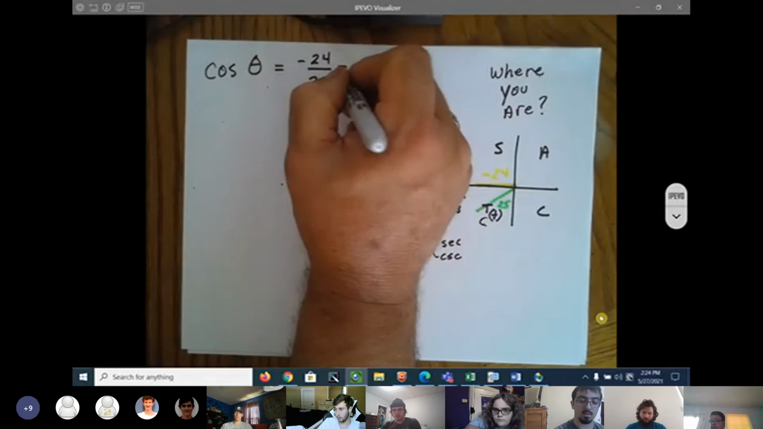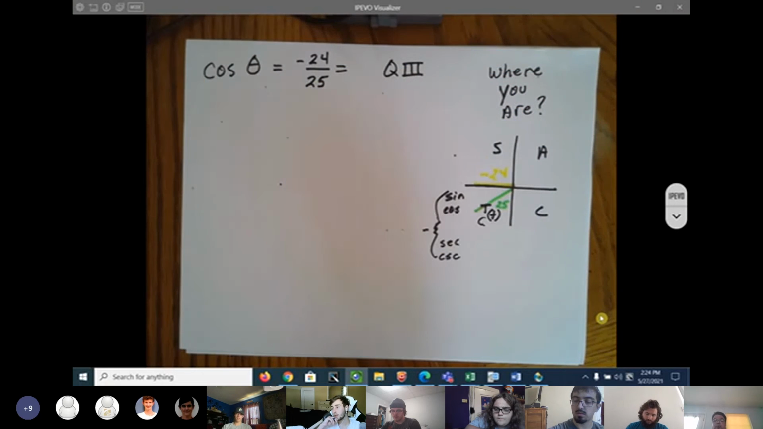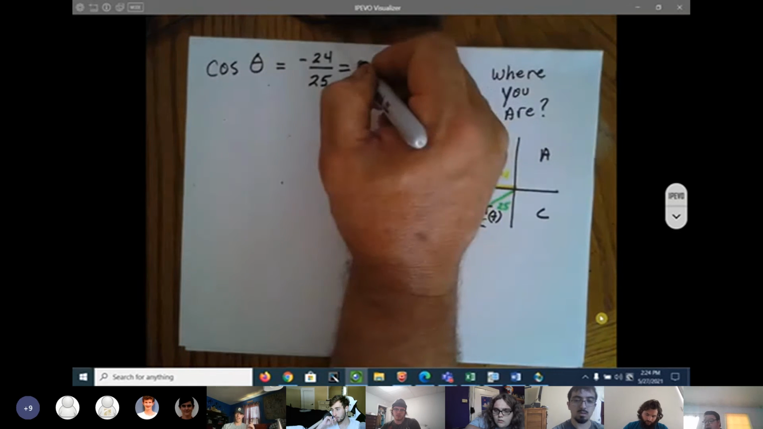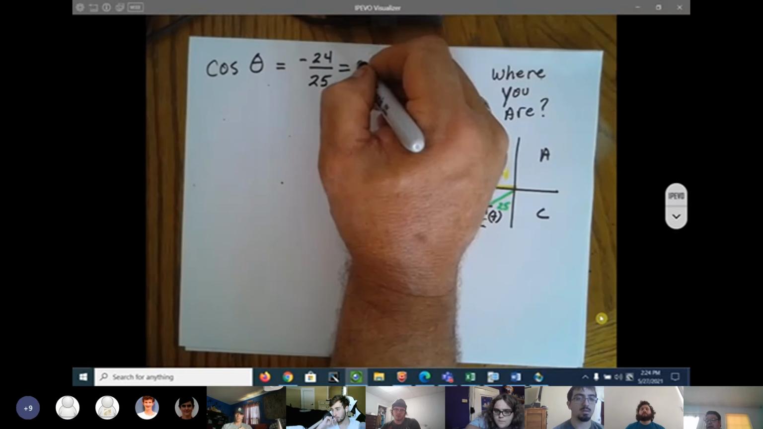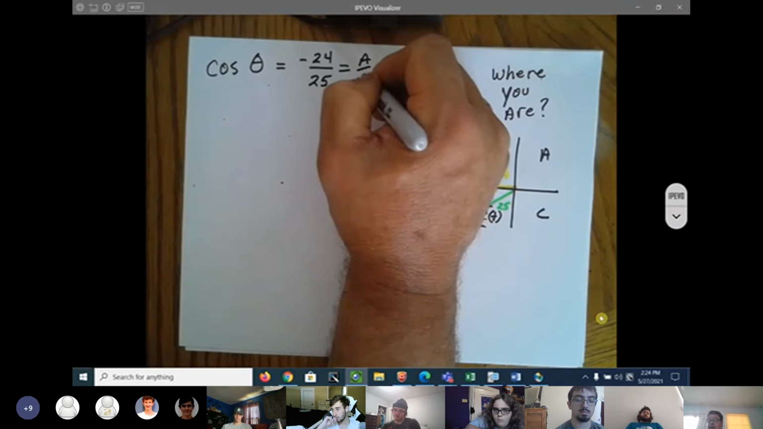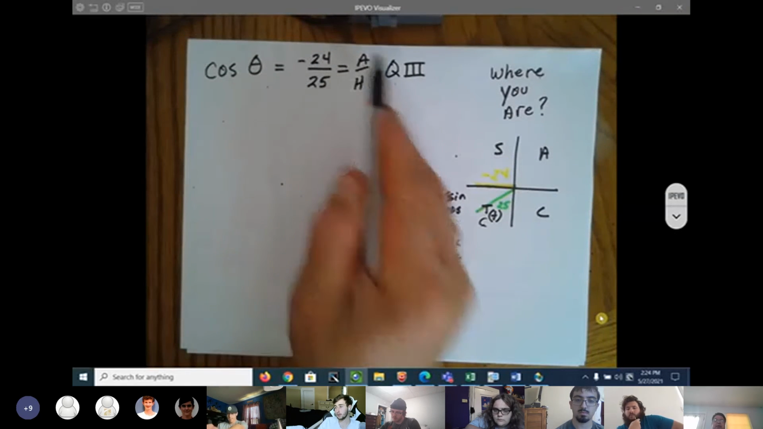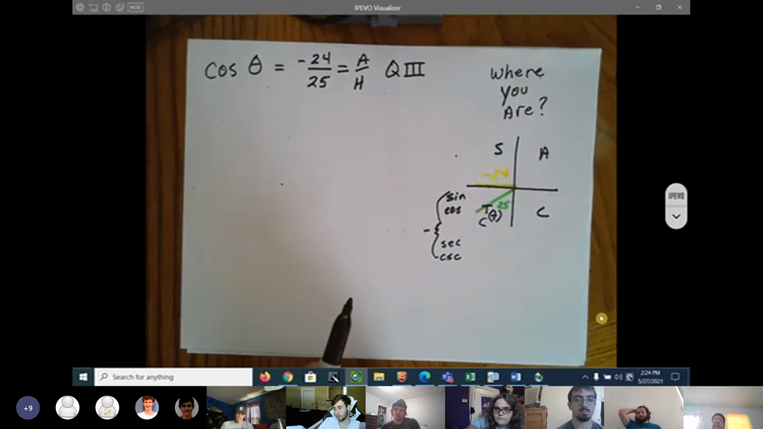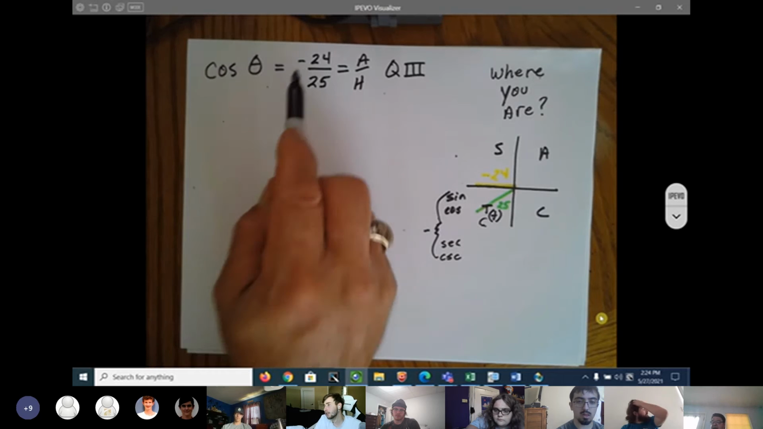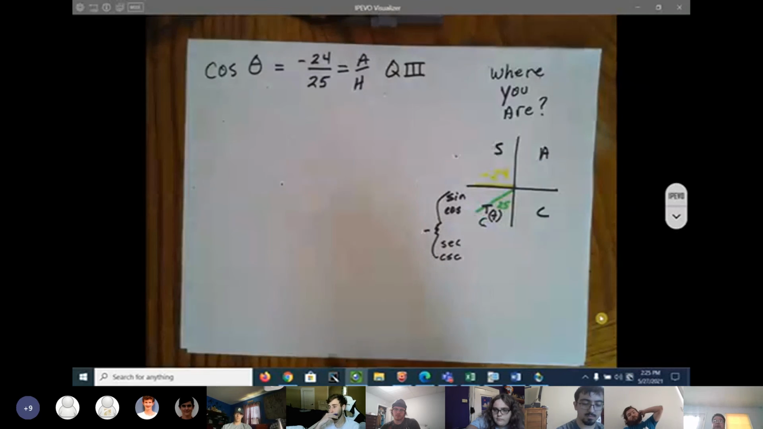Because it's in the third quadrant. But how do I know where to put what? The 24 is on the x-axis, and it's going into the negative, so it has to go there. The A is on the x-axis. The hypotenuse is never negative. The hypotenuse is like distance, so it's never negative. So if you've got a negative right here, it has to go with the adjacent because it cannot go with the hypotenuse. That's the kind of stuff you need to remember.